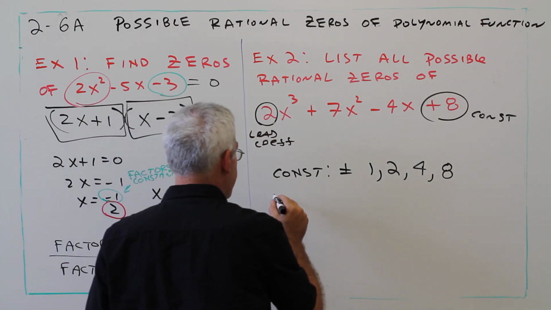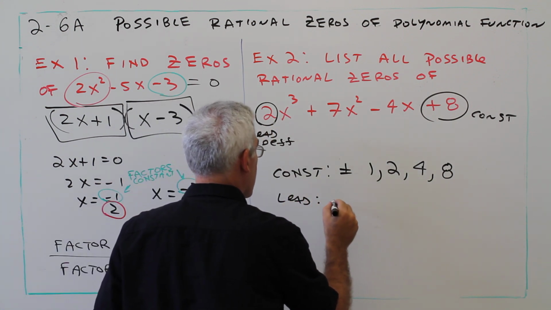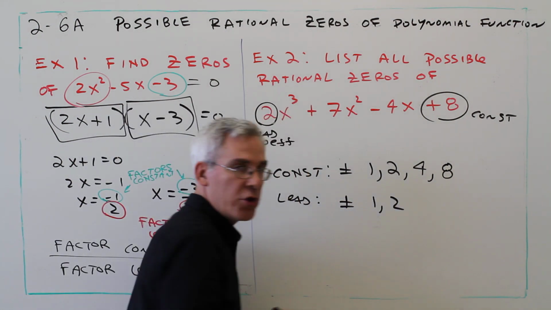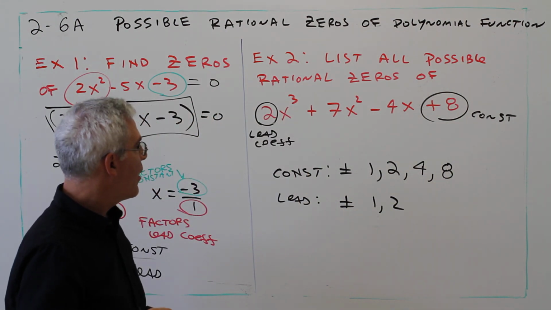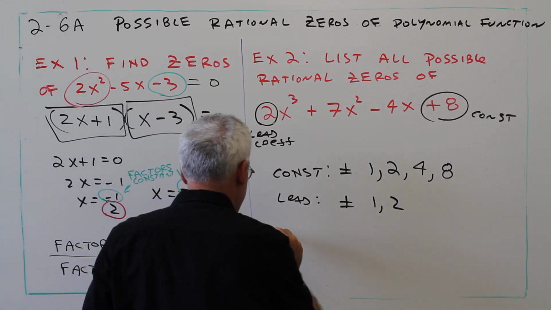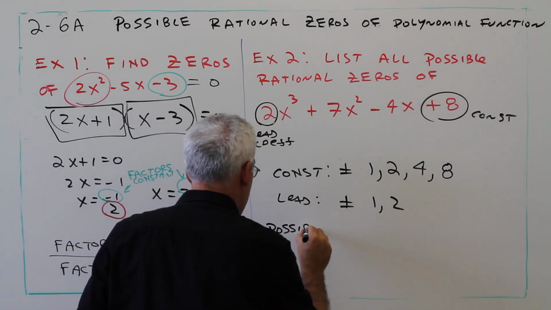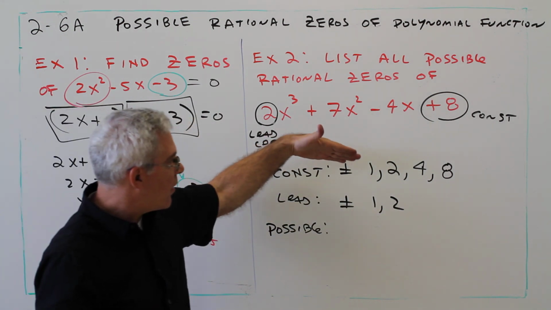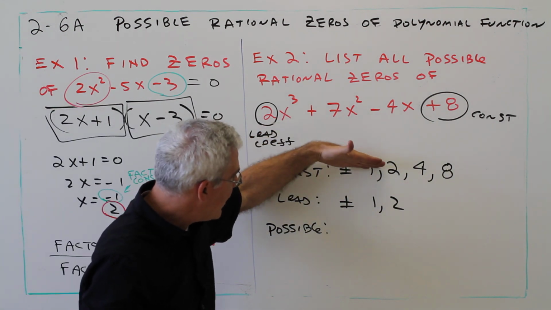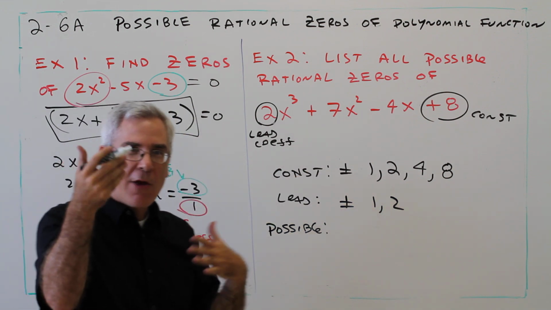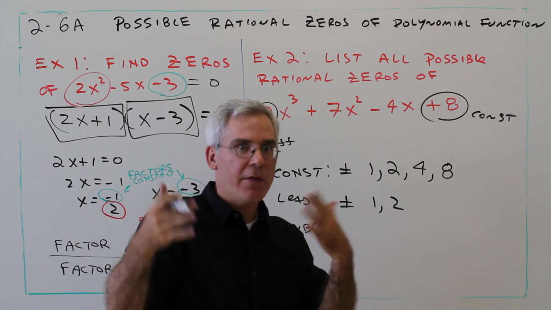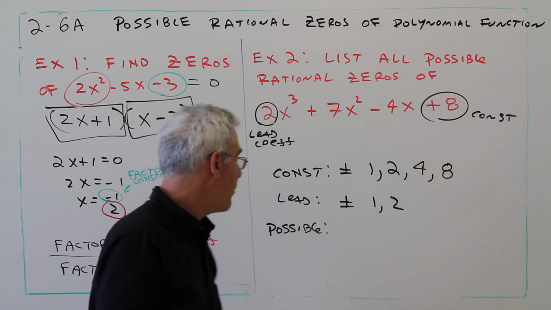I usually put them in ascending order. Now for the lead. The factors are just simply 1 and 2. Okay, now for the possible zeros, all I've got to do is take the quotients of the constants over the leads. The way I remember it is constant over lead, alphabetical, C over L. That helps me remember the template.